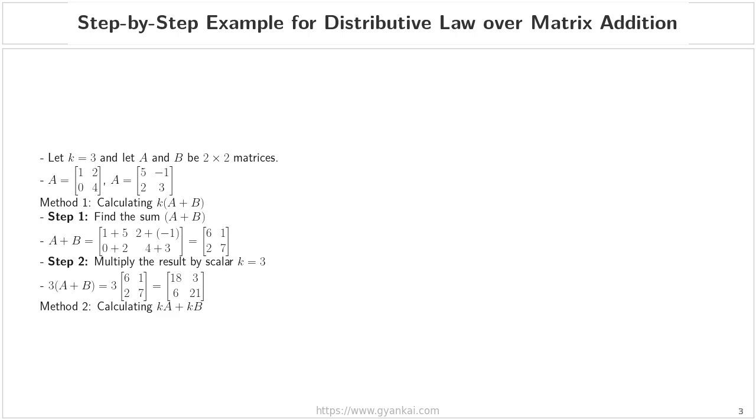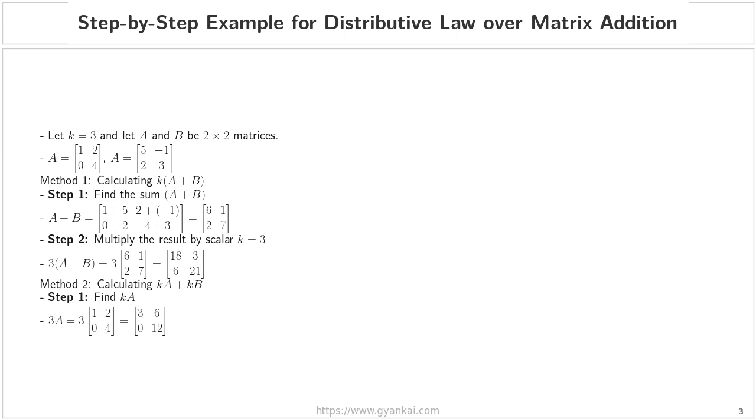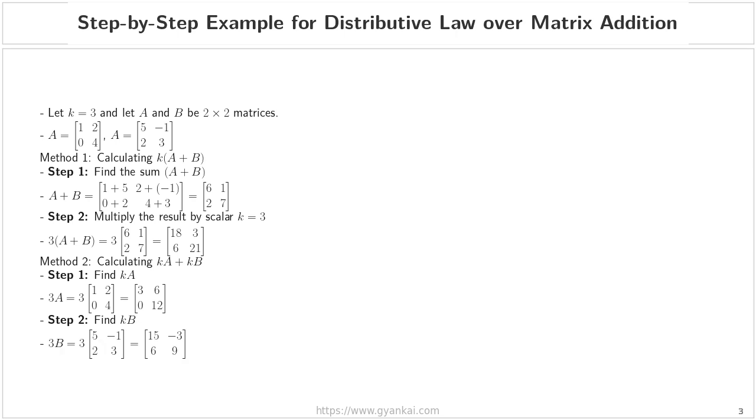Now, let us see if we get the same result using method 2, which is calculating k times A plus k times B. First, we find k times A, multiplying every element of matrix A by 3. We get 3, 6, 0, and 12. Next, we find k times B, multiplying every element of matrix B by 3. We get 15, -3, 6, and 9.